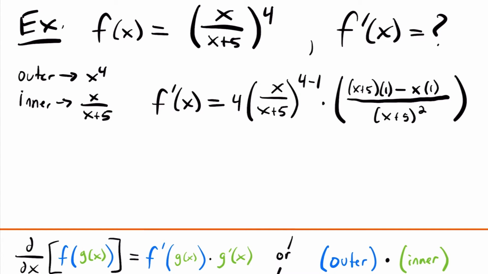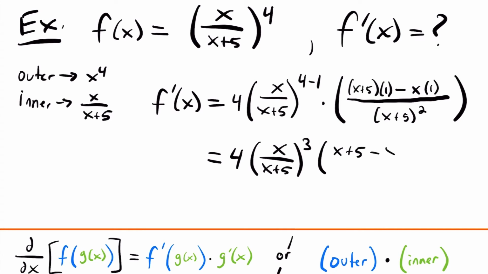All right, and now we are ready to simplify. So we'll have that this is equal to 4 times (x divided by x plus 5) to the 3rd power, and that will be multiplied by (x plus 5 minus x) divided by (x plus 5) squared. And now I'll notice that this x and this negative x will cancel out, so we'll just have that 5 on the top. And there's actually a little bit more simplifying we can do, so I'm going to clean up my work a little bit here so that we have some space to do it.